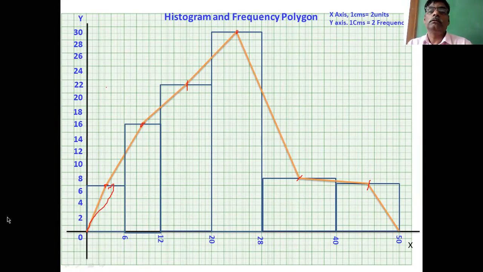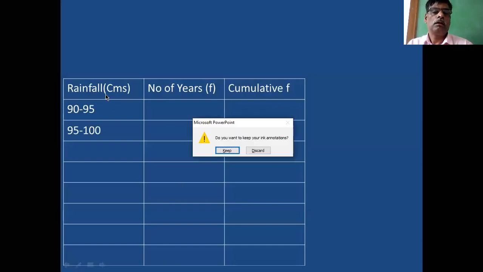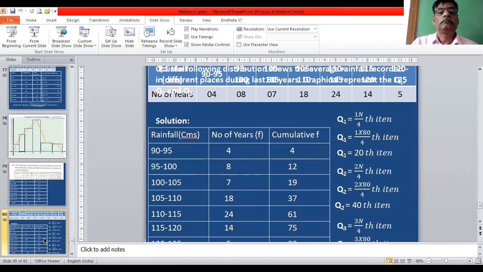This is the second example. It is clear about the histogram, frequency polygon and frequency curve. Now I will take you through an example based on the ogive curve. With the help of the less than ogive curve, how to calculate quartiles Q1, Q2, Q3. Q1 means first quartile, Q2 means second quartile, Q3 means third quartile. How to calculate quartiles?